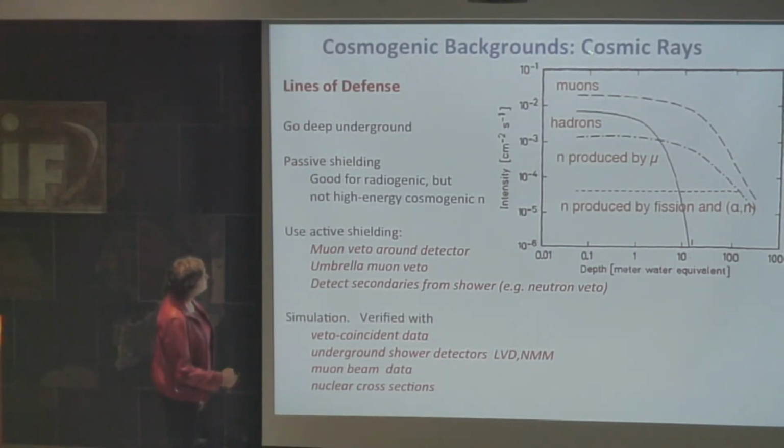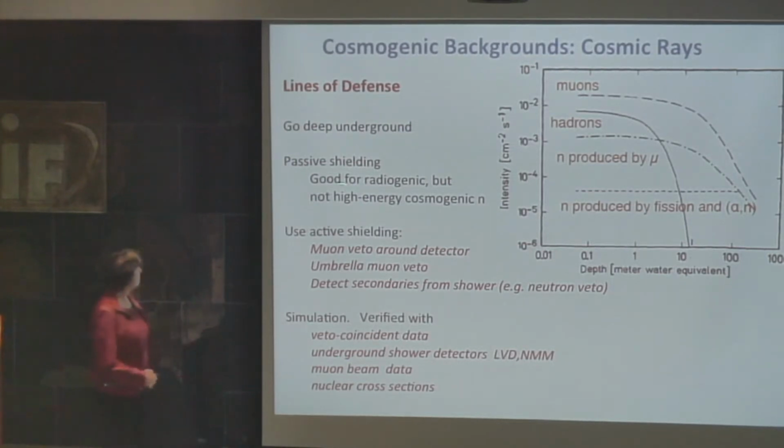Neutrons are actually produced by those muons as well, and you'll note that as you go deeper, you don't get rid of the neutrons as fast as you get rid of the muons, which may be a little important later. Anyway, you go deep underground. That's why we have underground sites. We also include passive shielding and active shielding. The passive shielding is good to get rid of the radiogenic material that's coming from the walls, because the neutrons from those are fairly low energy. But the cosmogenic neutrons, in other words, the cosmic rays that are making the neutrons, those neutrons are high energy.